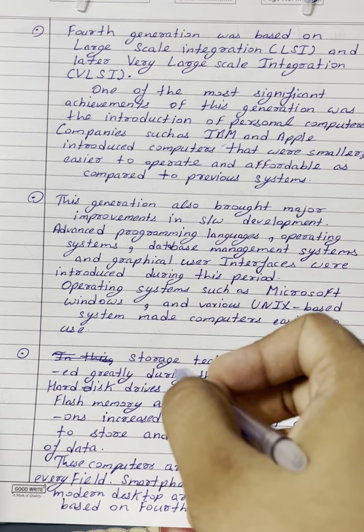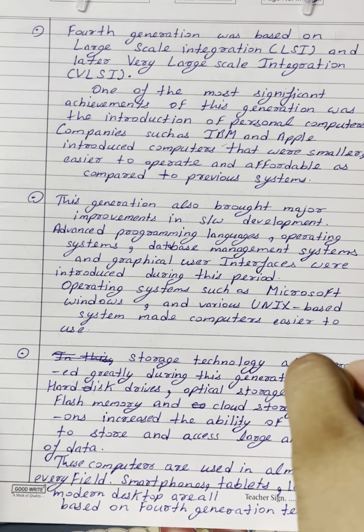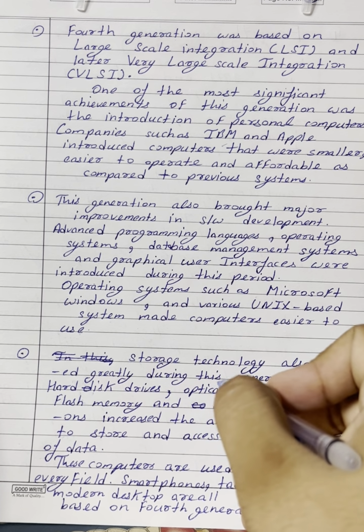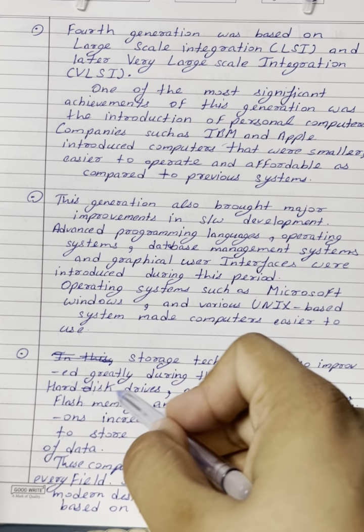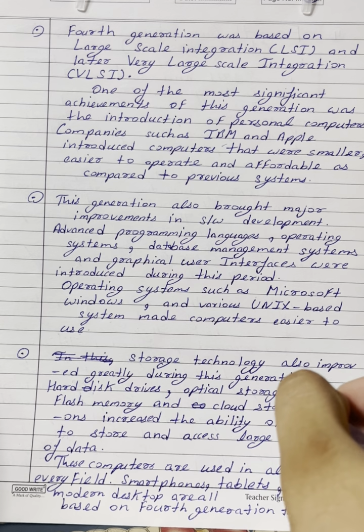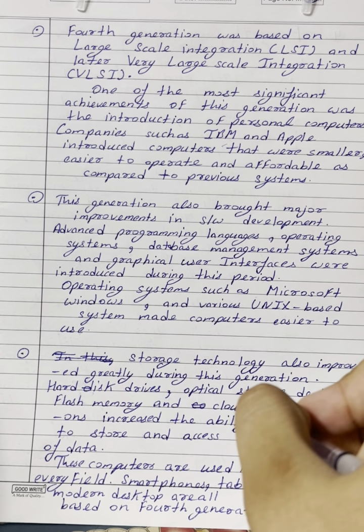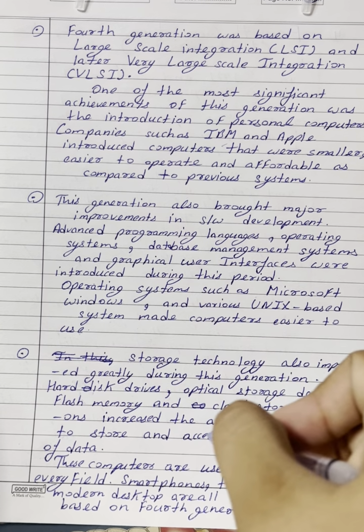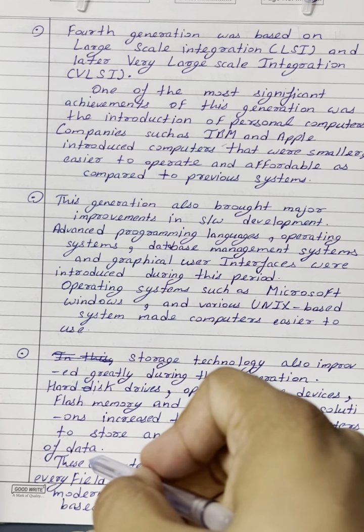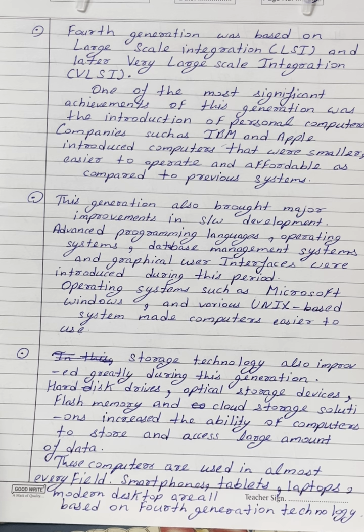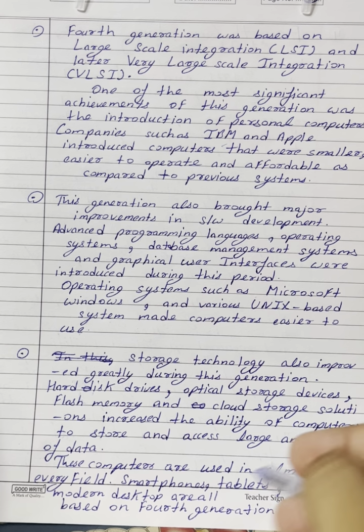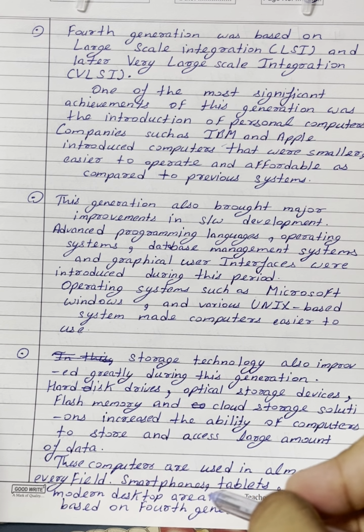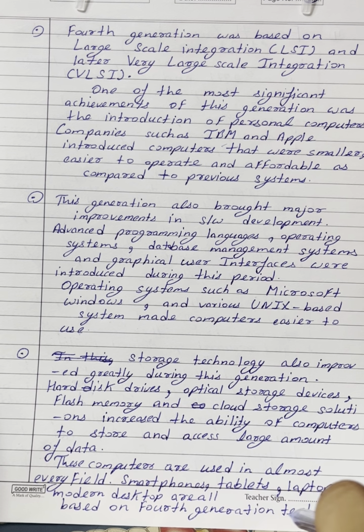Apart from that, storage technology also improved greatly during this generation. Hard disk drives, optical storage devices, flash memory, and cloud storage solutions increase the ability of computers to store and access large amount of data. And these computers are used in almost every field now. And we can say that smartphones, tablets, laptops, modern desktops are all based on the fourth generation technology.